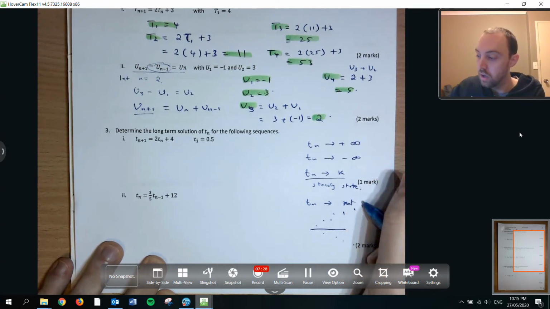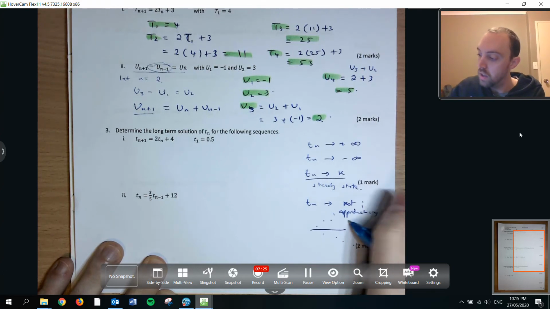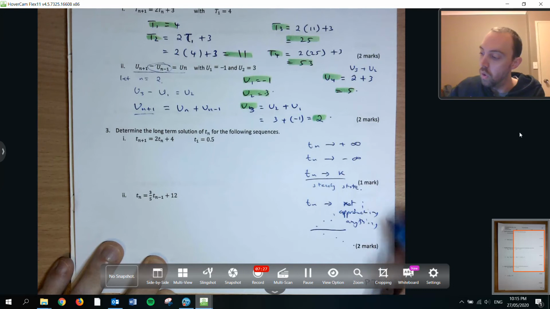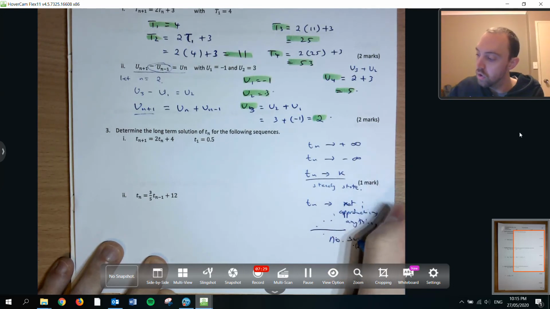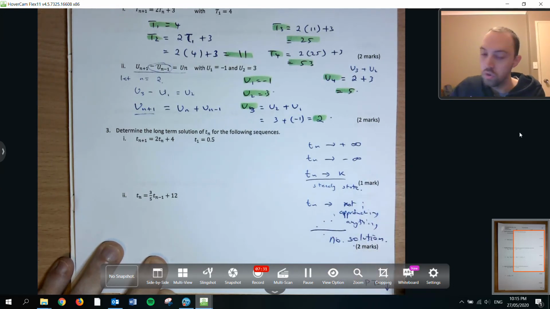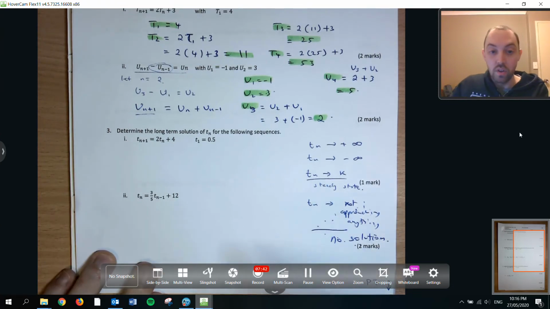Not approaching anything. Or better yet, no solution. Okay. Not approaching anything, in case you're unsure of my handwriting, which I would be. So let's go through a couple of these.